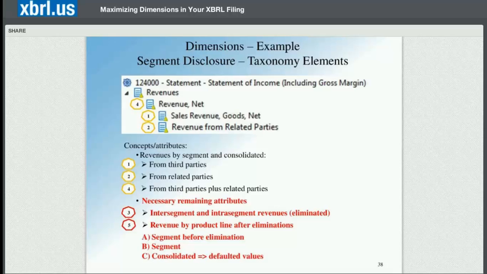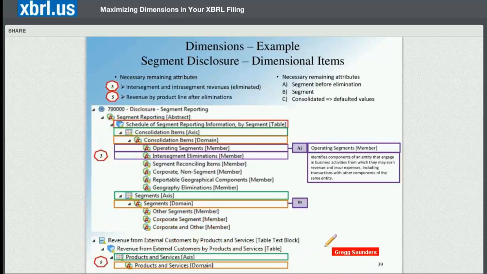So now I have three of the concepts I need, but I still need additional attributes to properly define the values in the segment footnote. I need the intersegment sales, I need revenue by product line, okay, and that's both before and after elimination, and I need the consolidated, i.e. the defaulted value.